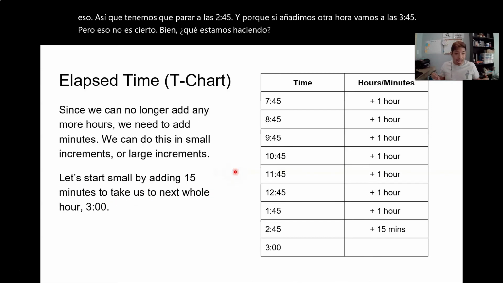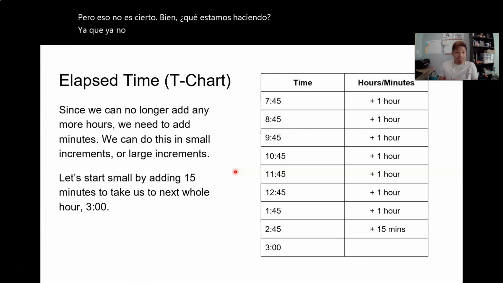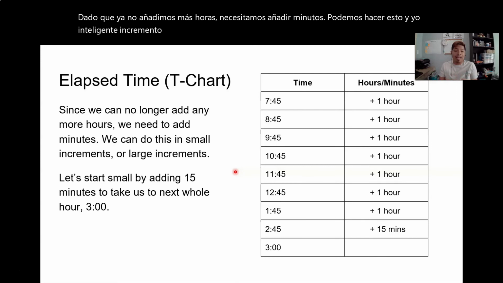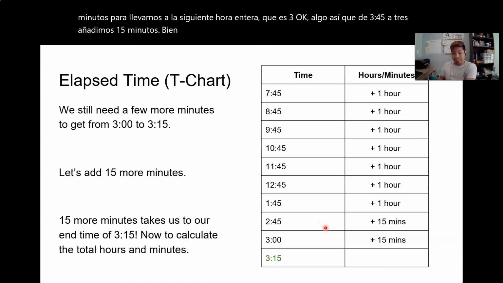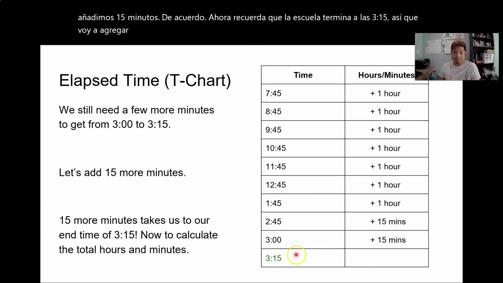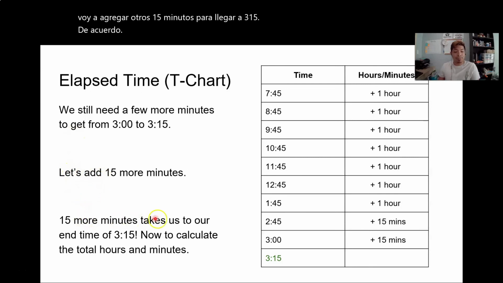Since we no longer add any more hours, we need to add minutes. We can do this in small increments or large increments. Let's start small by adding 15 minutes to take us to the next whole hour, which is 3, okay? So from 2:45 to 3, we added 15 minutes, okay? Now remember, the school ends at 3:15, so I'm gonna add another 15 minutes to get to 3:15, okay? So 15 more minutes takes us to our end time, which is at 3:15.